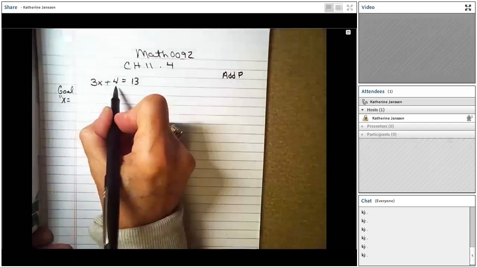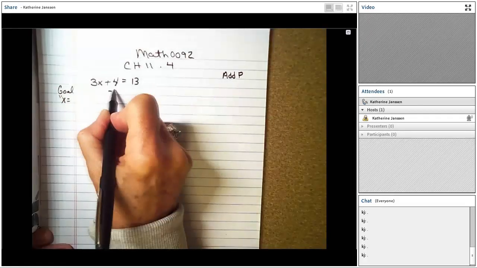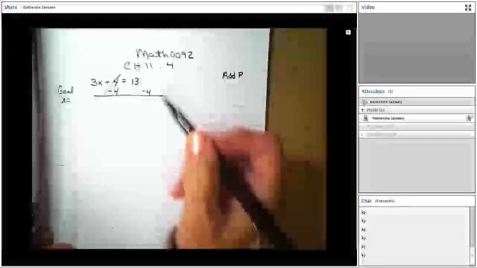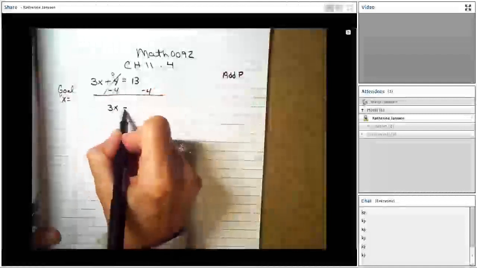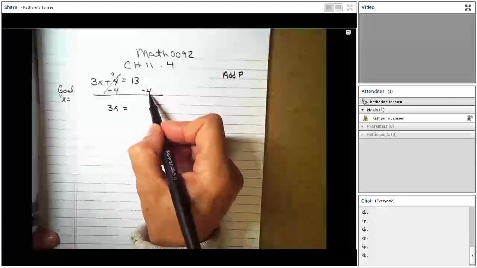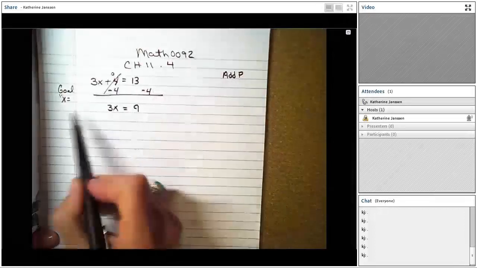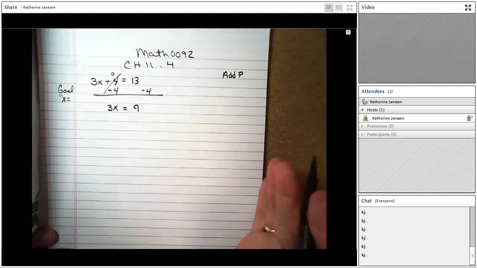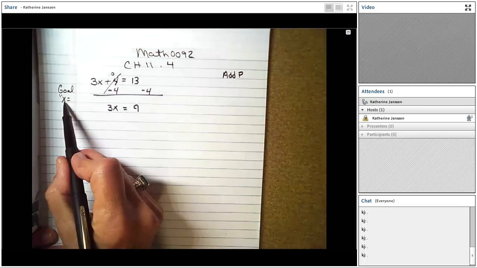Well, I want to move 4 to the other side of the equation, so I'll add its opposite to both sides. Reason, 4 plus its opposite goes to 0, and 0 plus 3x would be 3x. And 13 plus a negative 4 is 9. Now I'm down to my x term on one side of the equation. Good, I've isolated the x term, but I'm solving for x, not 3x.